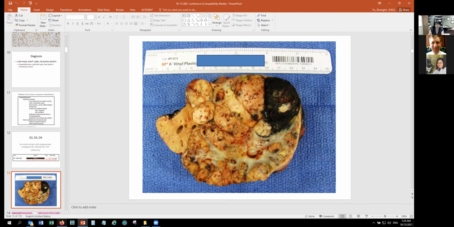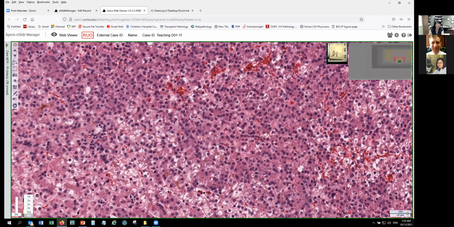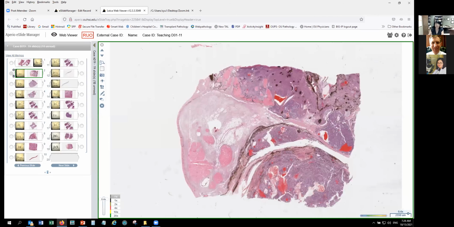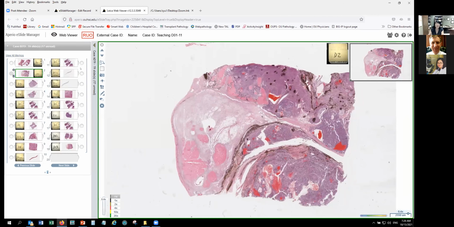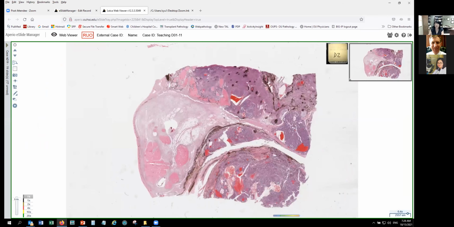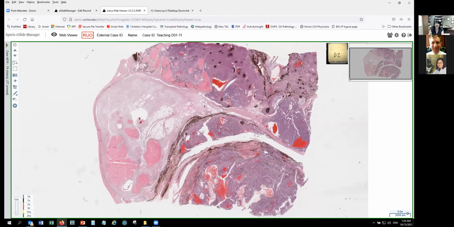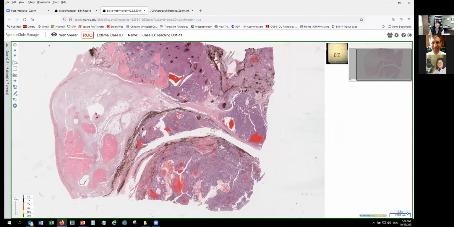With this information, let's look at slides. Can you see clearly so far? Okay. Yeah, the slides are coming through very clear. Okay, great. So that's the D2 slide from the second patient.